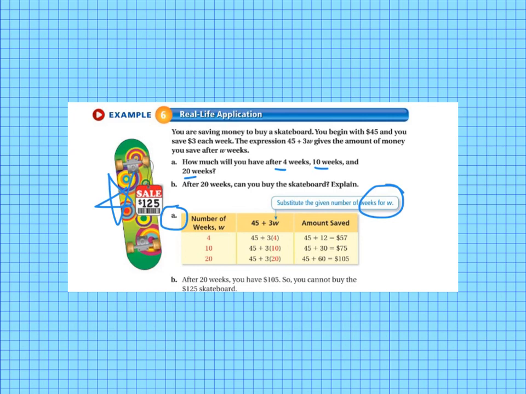So if we look at our question again, for question B, it asks us, after 20 weeks, can we buy the skateboard? And so our answer is, after 20 weeks, we have $105, so we cannot buy the $125 skateboard. We do not have enough money.